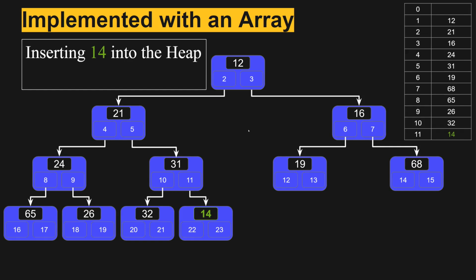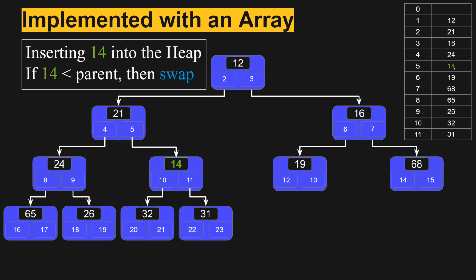Okay, so let's add 14. We go to the very bottom most element and add it at the bottom of the tree. It turns out that this is array location 11. As we can see here, this is 11. Now we check, is 14 less than the parent? It is less than the parent, so we're going to swap. And we've now moved up to 5 for 14, and 31 has been moved down to index 11.